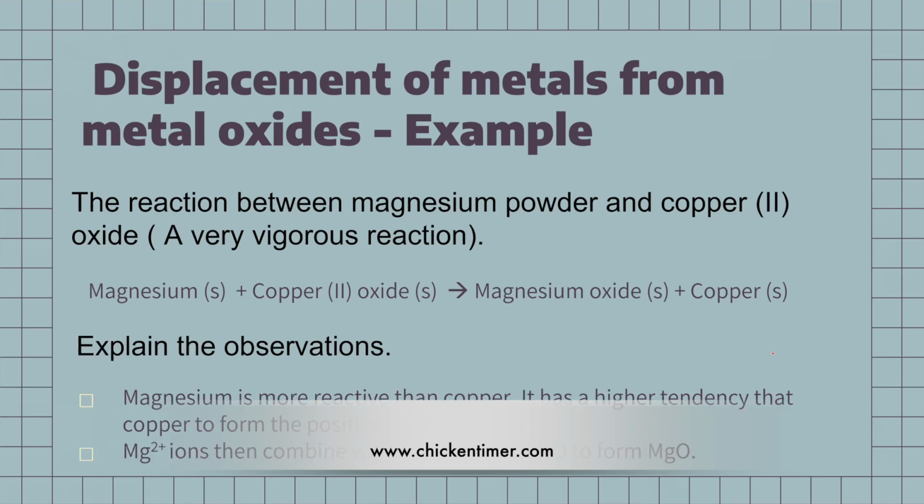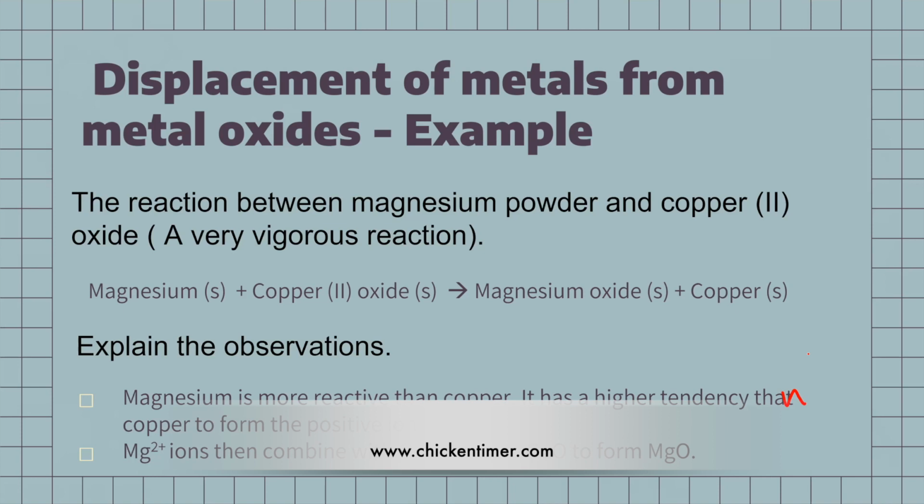Then if they want you to explain the observation, this is how you explain it. Magnesium is more reactive than copper. It has a higher tendency than copper to form the positive ion. So then magnesium forms magnesium oxide. Then copper oxide loses its oxygen.